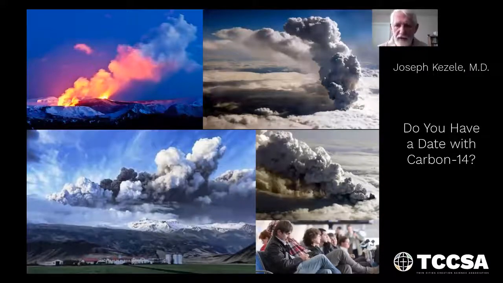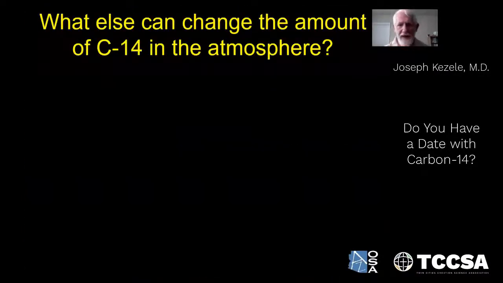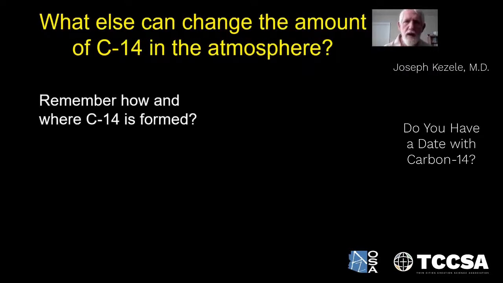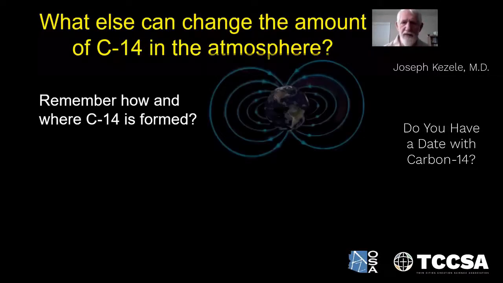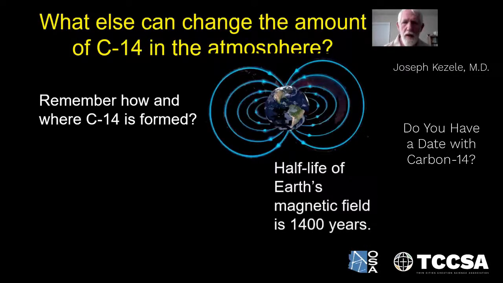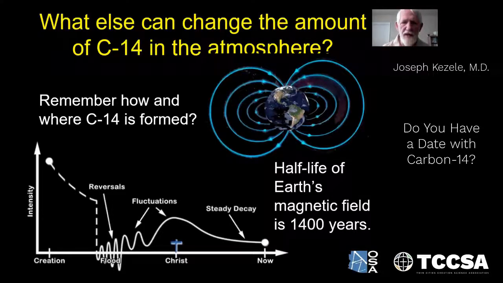Another category of examples is volcanic eruptions. They shoot a tremendous amount of stuff into the atmosphere and alter the ratio of carbon-12 and carbon-14. Well, there's something else that can change the ratio as well. Remember that we talked about where carbon-14 is formed, that it's high in the atmosphere and the stratosphere. Well, the magnetic field of the planet has been decaying since the planet was created a little over 6,000 years ago. And the weakening of that magnetic field alters the rate of carbon-14 formation.